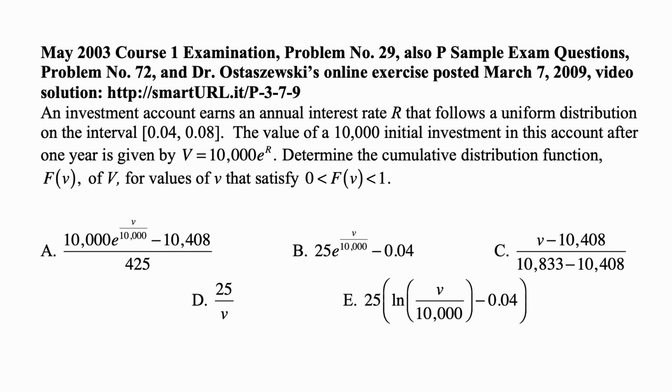Determine the cumulative distribution function F of V of that random variable V defined by the formula V equals 10,000 times e to the R, for values of v that satisfy that F of v is between 0 and 1, which is the natural condition for the values of a cumulative distribution function, which also can be equal to 0 or 1, but it is in between those two values that we're asking for the formula, and we have a choice of 5 formulas to work with.